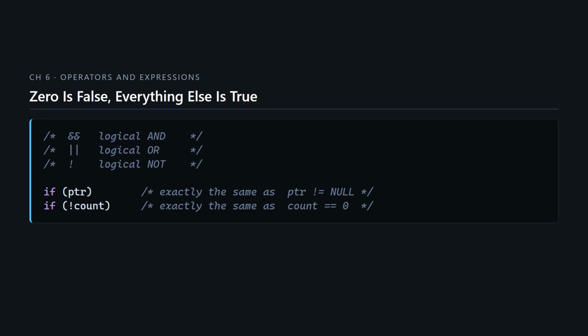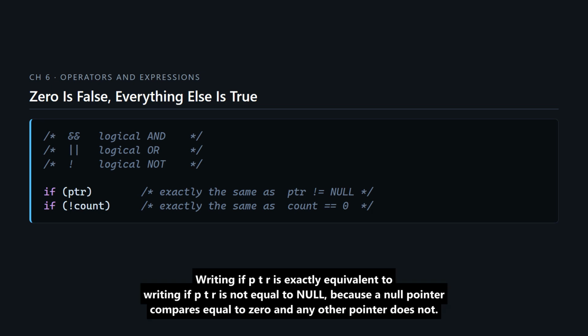-5 is true. 0.1 is true. A pointer holding a real address is true. That is why the last two lines work. Writing if PTR is exactly equivalent to writing if PTR is not equal to null, because a null pointer compares equal to 0 and any other pointer does not.